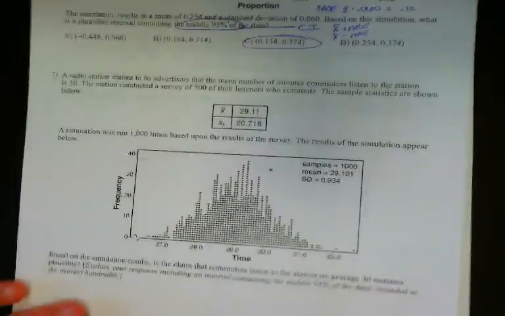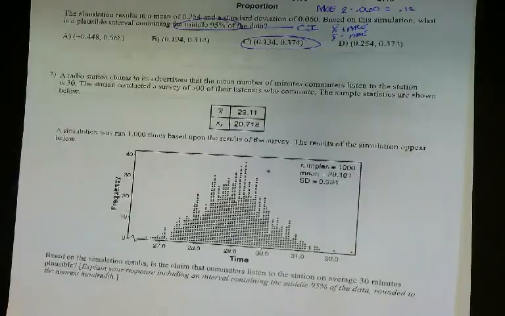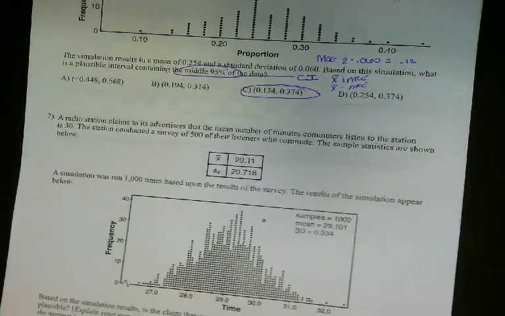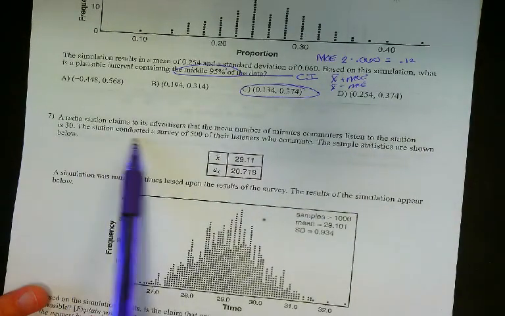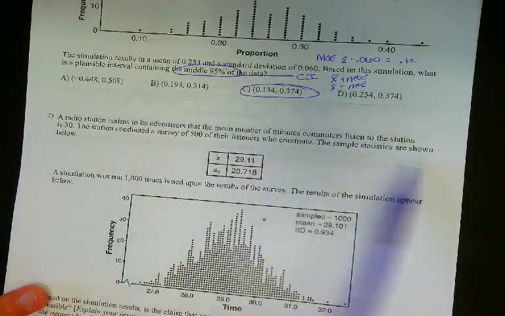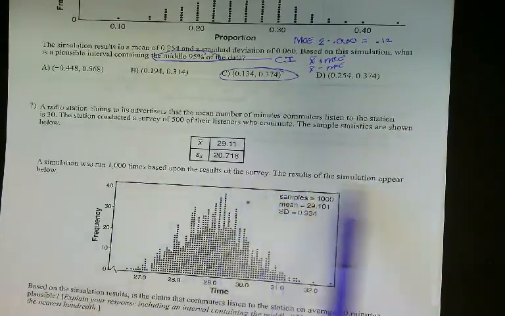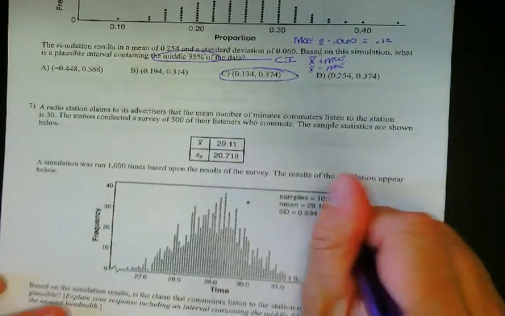All right. Number 7, read it to yourself. So again, you're going to see that these all look very similar, all these word problems, where it's non-calculator. A radio station claims to its advertisers that the mean number of minutes commuters listen to the station is 30. The station conducted a survey of 500 listeners, and it's shown here. A simulation was run 1,000 times. All right. Circle this for yourself.